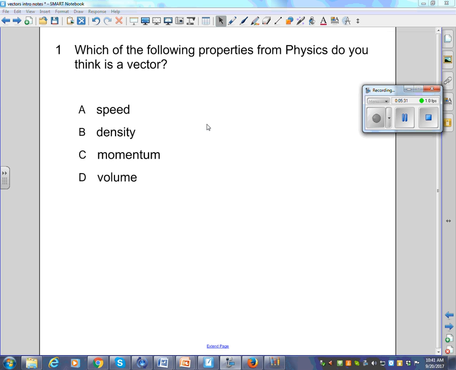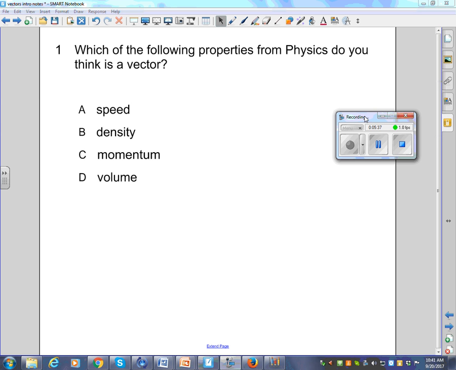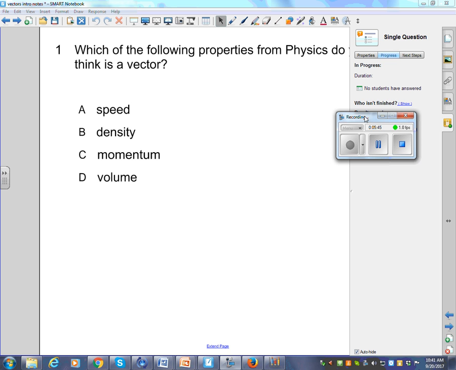Okay, so I have given you a definition for a vector, and I told you what a scalar is, and I gave you the big four. So now I'm asking you to think of it. Which of the following properties in physics do you think is a vector? In other words, what is a vector? It has to have a direction associated with it, right? So which one of those would classify also as a vector? Would it be speed, density, momentum, or volume?